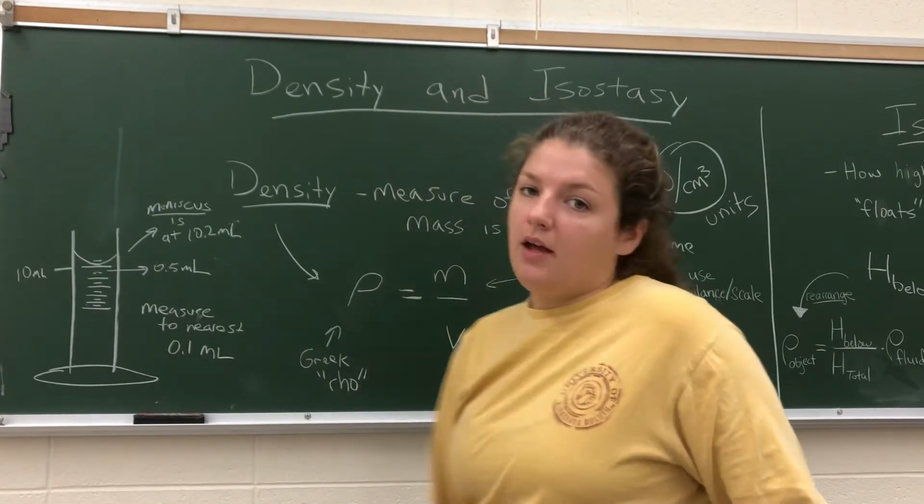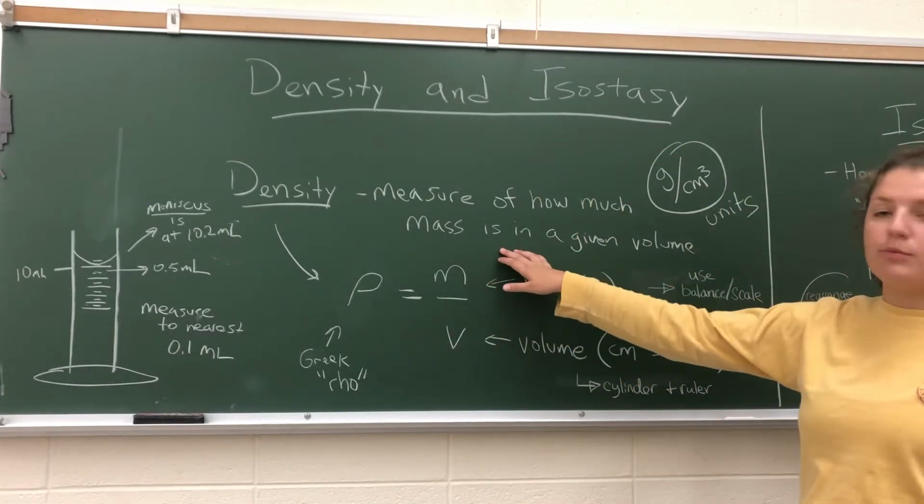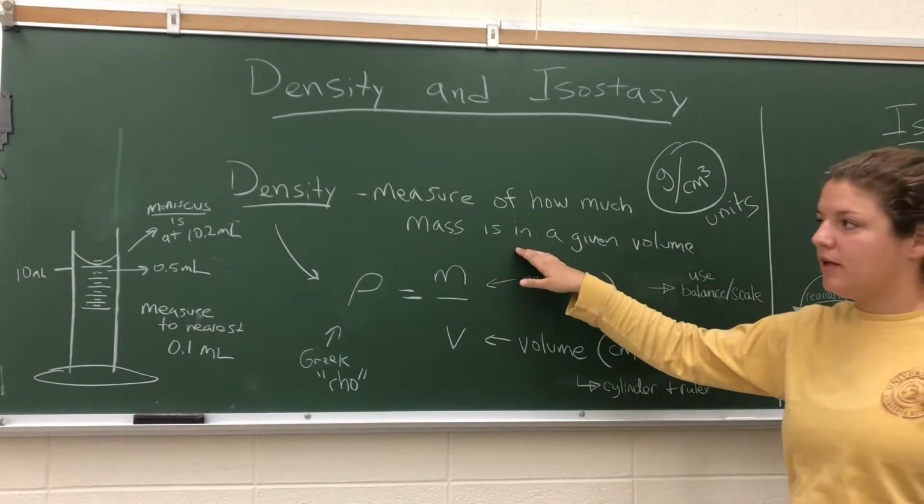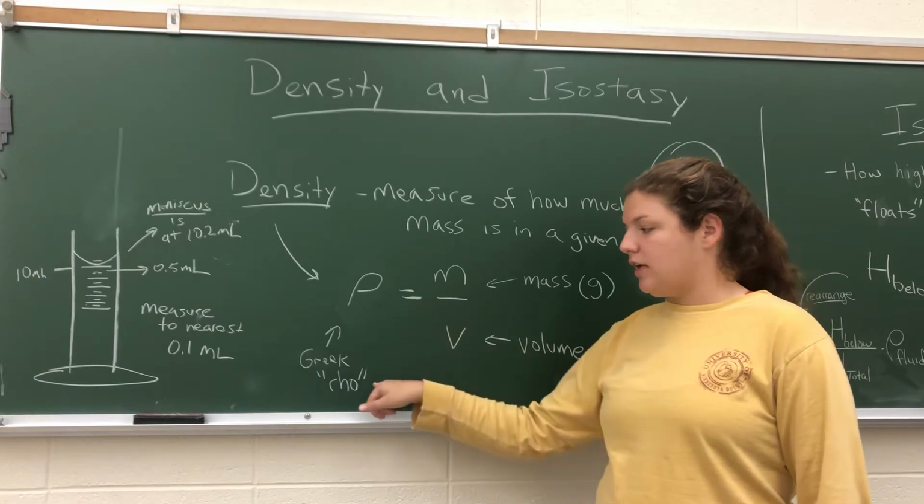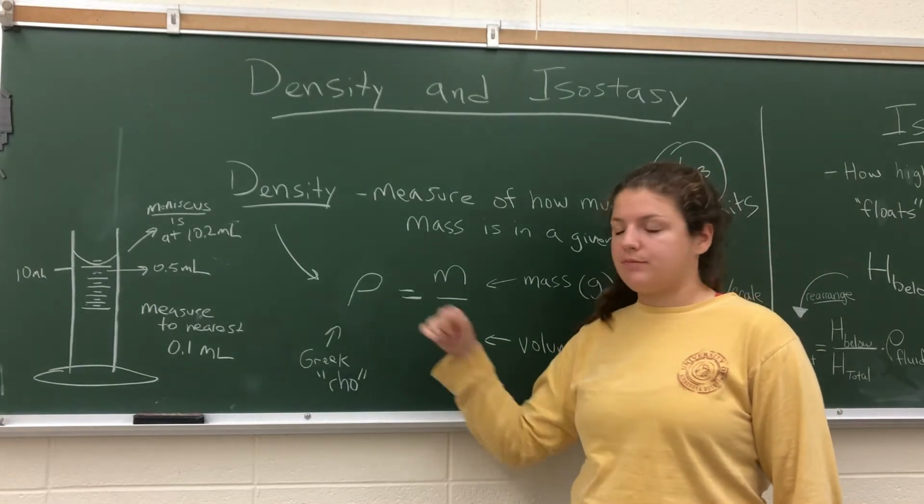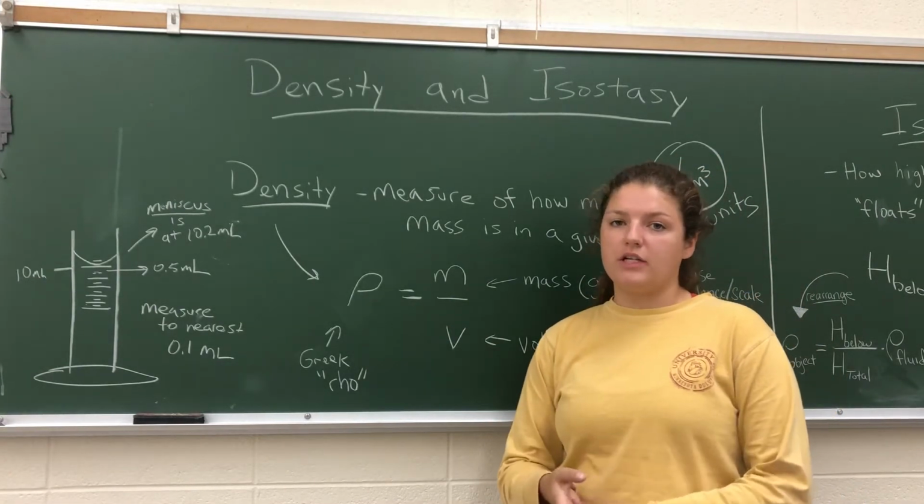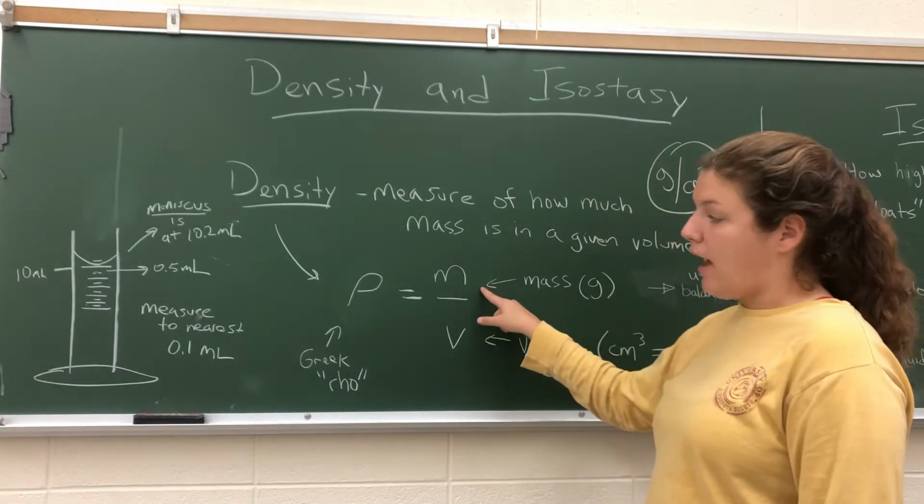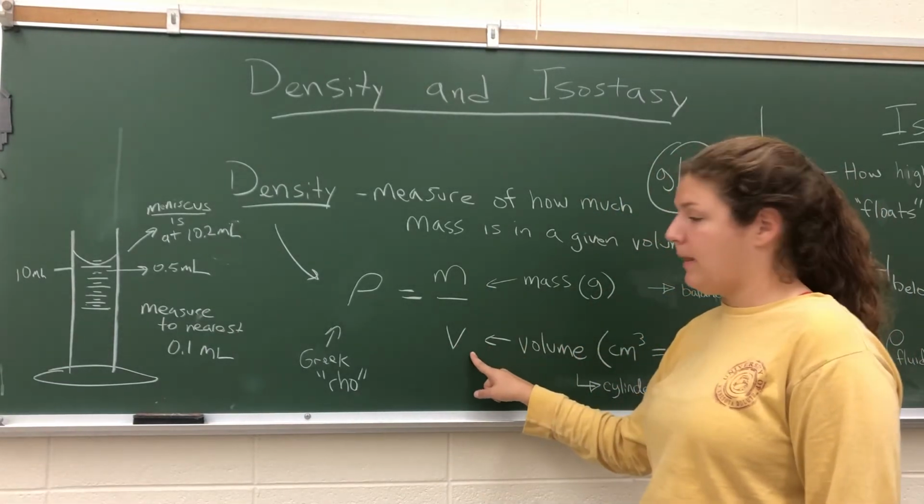To start, density is the measure of how much mass is in a given volume. The symbol for density is the Greek letter rho. It looks like a P. Now, the equation for density is very simple. It's mass divided by volume.